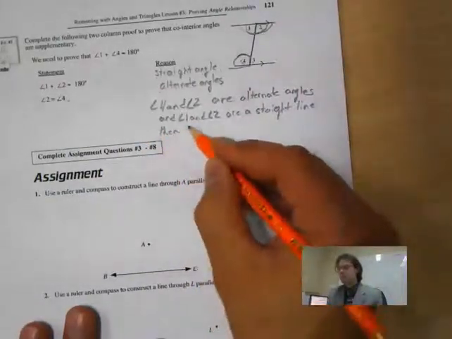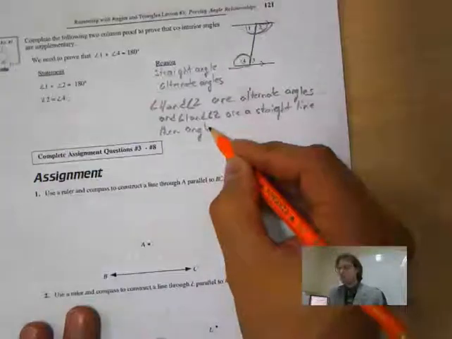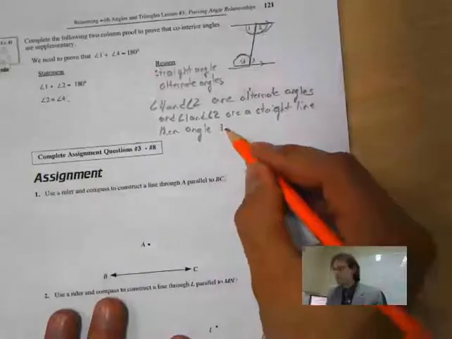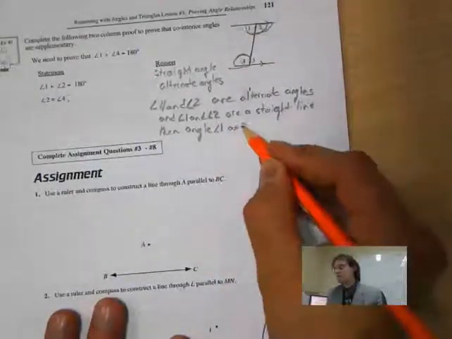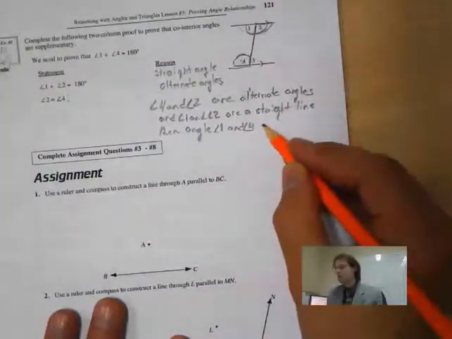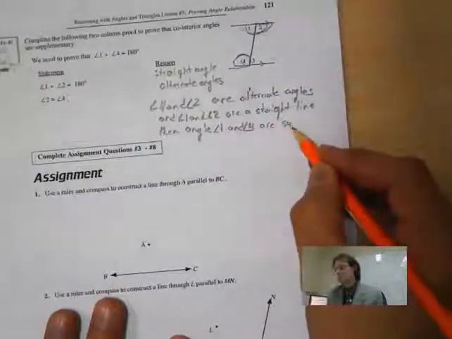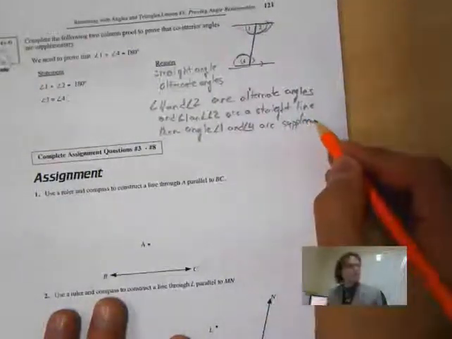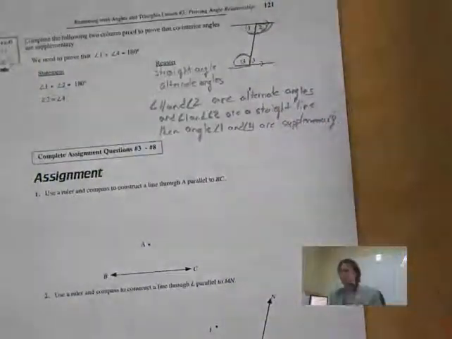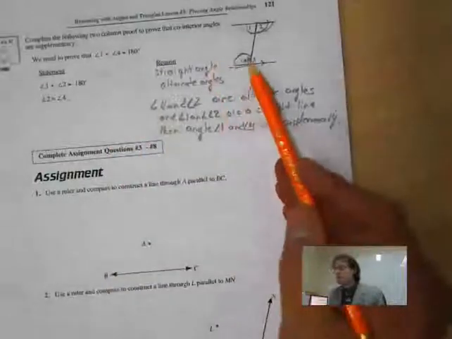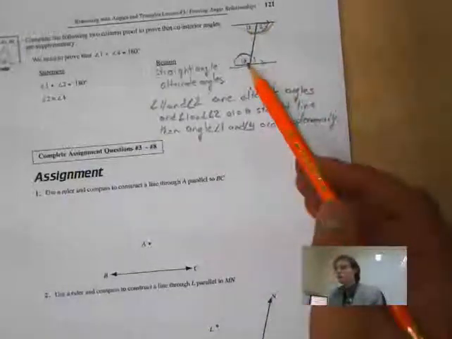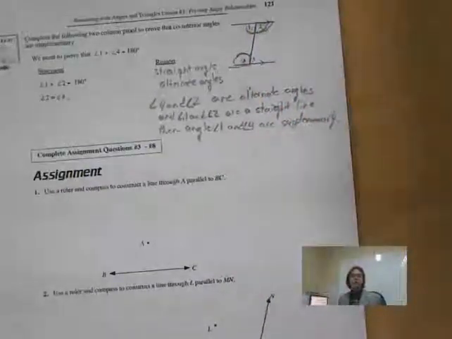Then, which ones were we doing? 1 and 4 are supplementary. Okay? So pretty much that's how we did it, because we look at this. This is the same as that. Well, then we could put 4 and 2 are the same. These are supplementary, so then 1 and 4 must be supplementary as well. And that's how we do that, and we just write it all out.